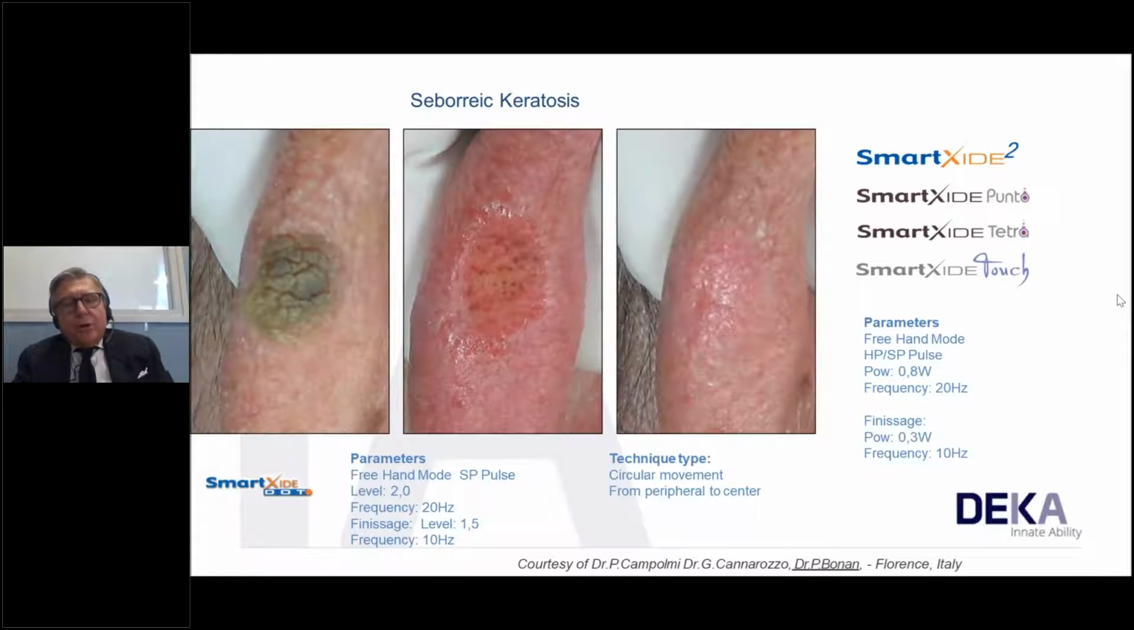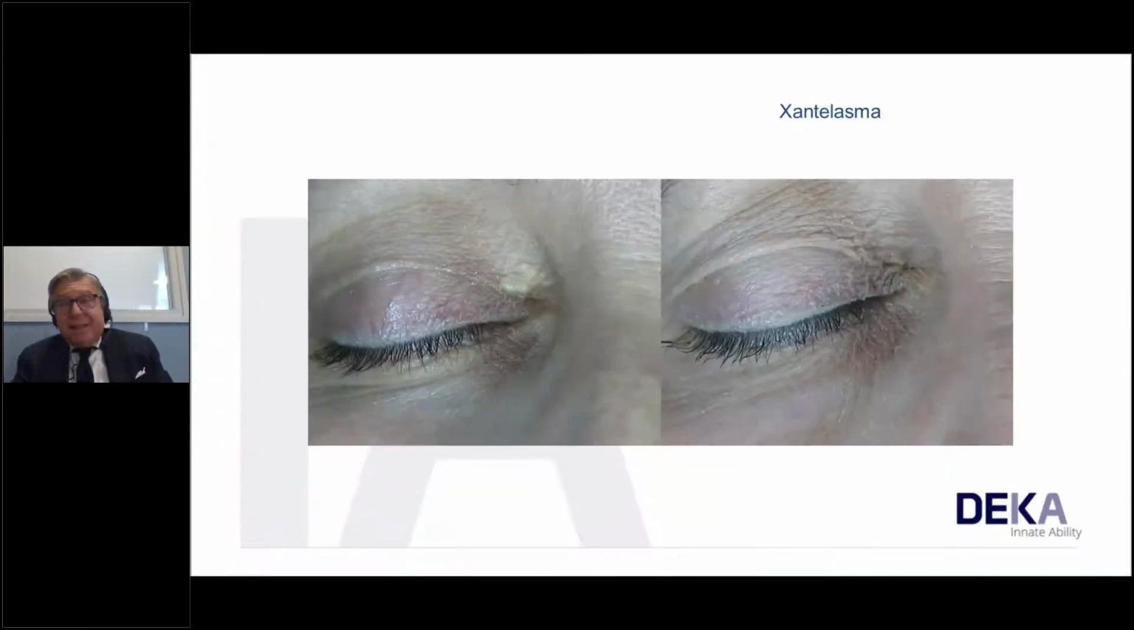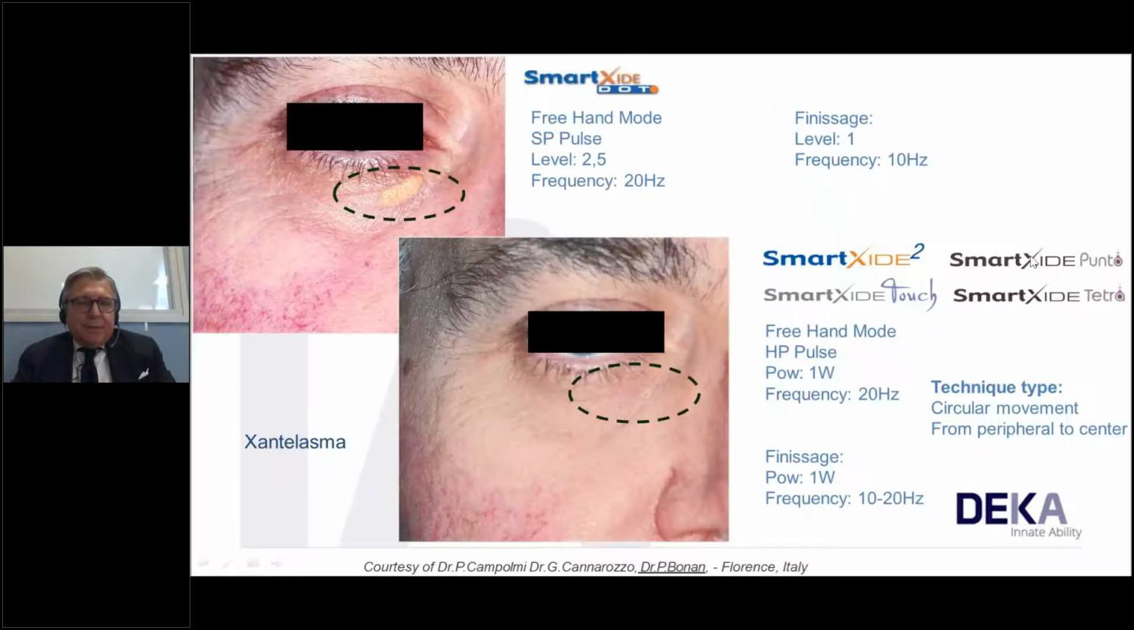Well, carry on with our cases. Xanthelasmas. We treat this kind of lesion very often. Please appreciate how we can get results while maintaining, even in the inner canthus of the eyelid, the texture and the laxity of the skin without any scarring. And there is another result with the parameters on the left and on the right.